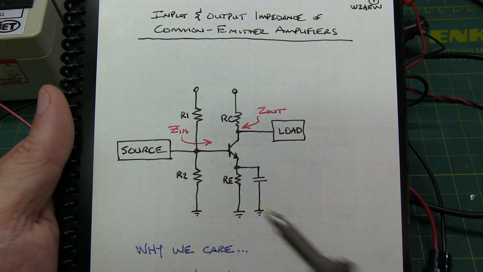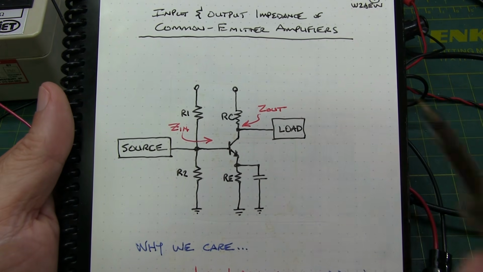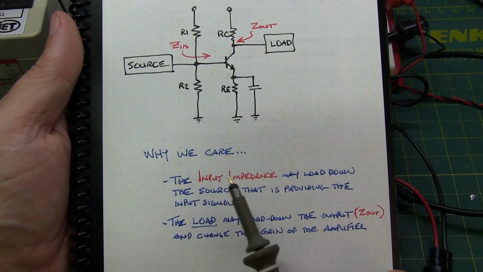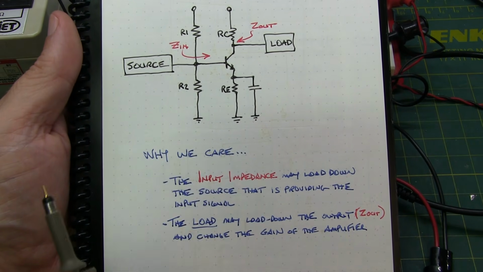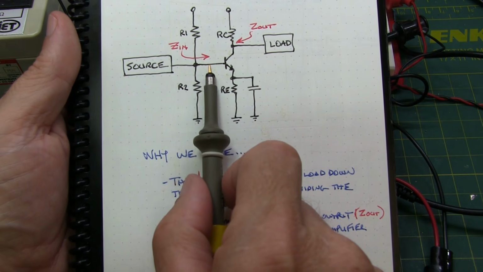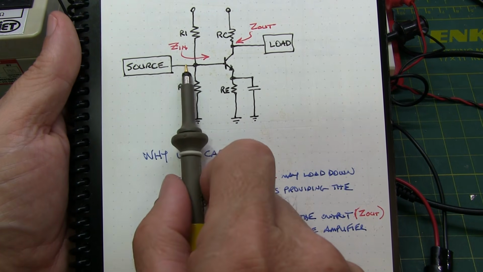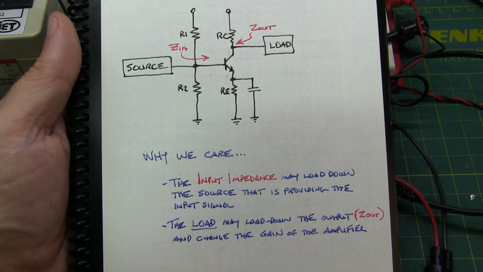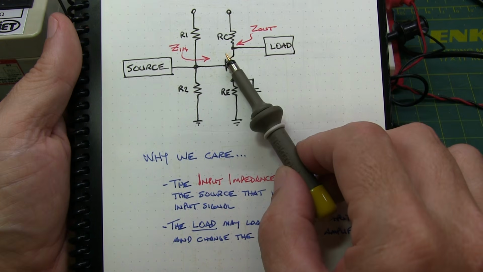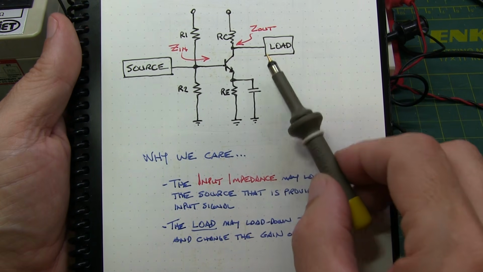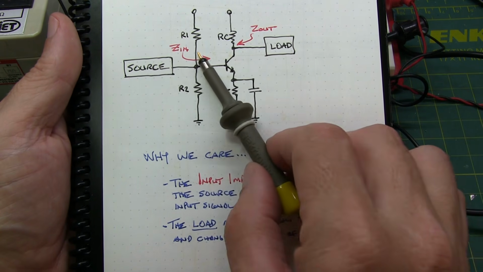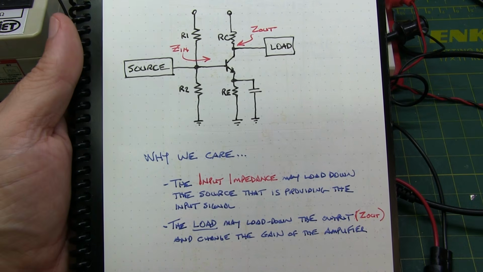Okay, so why do we care about the input impedance and output impedance of an amplifier like this common emitter amp? Well, mainly because the input impedance is really what's going to present a load to whatever the source is. And if the source has a high output impedance, a lower input impedance here will affect the source and therefore affect the signal level going into the amplifier. Similarly, the load that we connect to the output of the amplifier is going to affect the overall load that the amplifier sees and therefore affect the gain of the amplifier. So it is important to understand what the input impedance and output impedance is of a transistor amplifier like this common emitter.